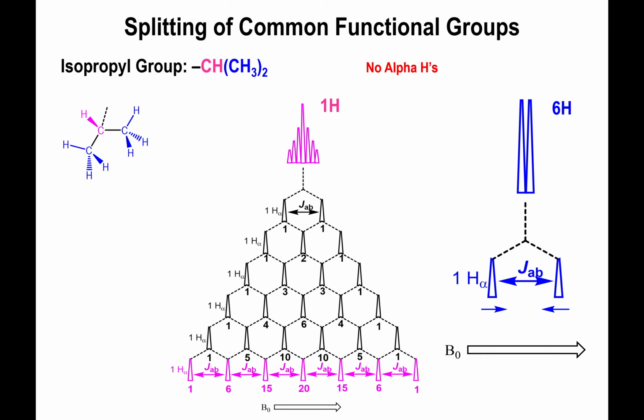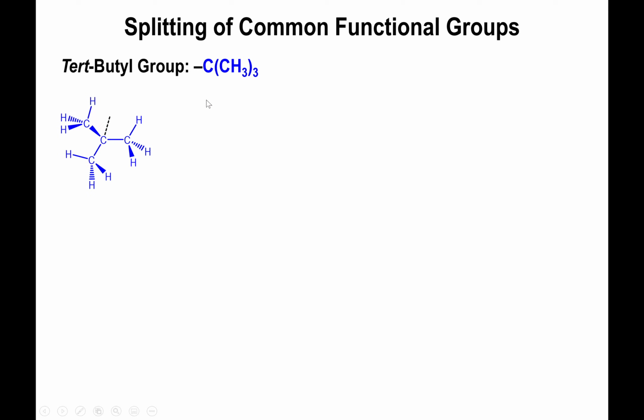Now, if the isopropyl group is bound to a carbon that has hydrogens, then this will most likely become a multiplet, but it will still look somewhat like this. You'll be able to tell by the fact that it's small in height and that it has a lot of peaks, that's probably going to be that methine CH signal.